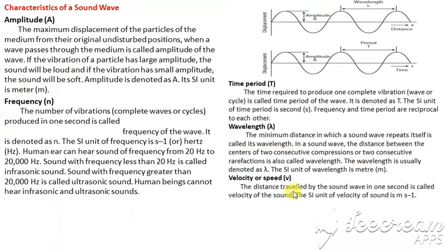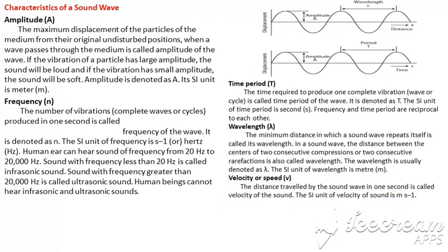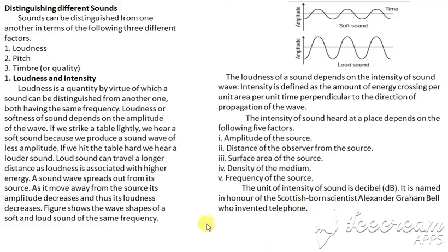Okay, then next we have the velocity or speed, the distance traveled by the sound wave in 1 second. So ஒரு செகண்டுக்கு எவ்வளோ distance வந்து travel ஆகுது அப்படின்னு பார்த்தோம்னா, and that denotes your velocity. Okay, and the SI unit of velocity is m s power minus 1. Okay, so what is the SI unit of velocity? It is m s power minus 1. Clear?